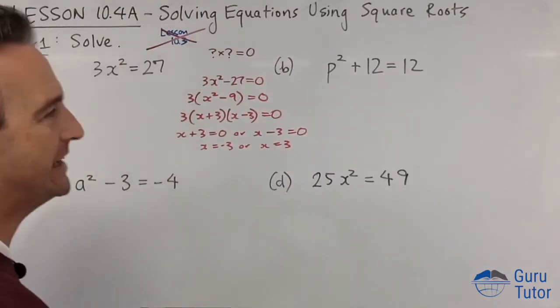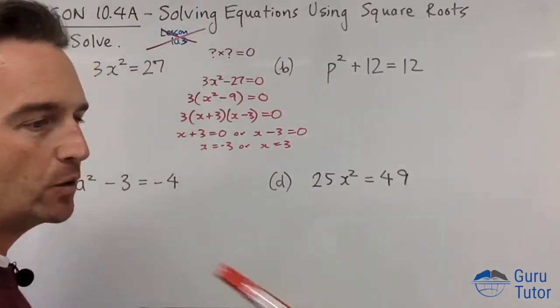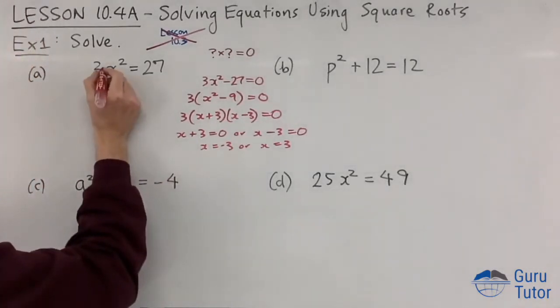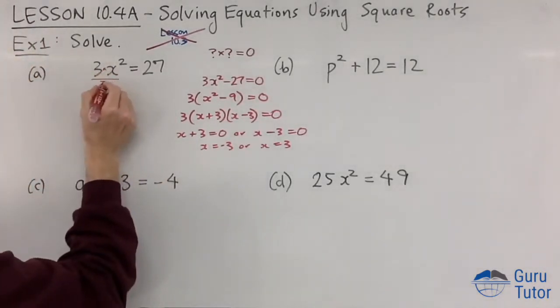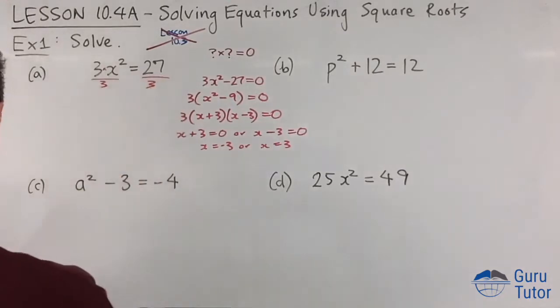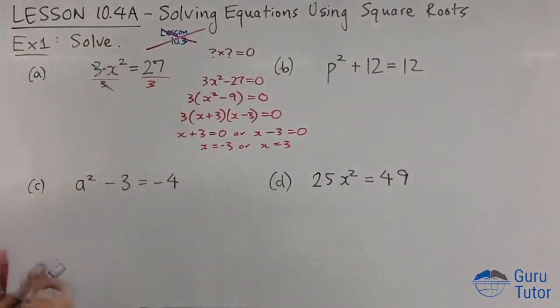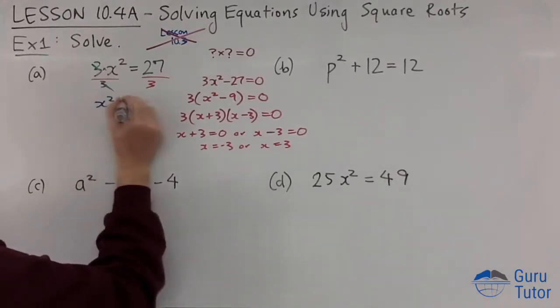All we want to do is get the x squared alone by itself. We can't always do that for quadratics, but for this type we can. What I'm going to do is, since we've got 3 times x squared, I'm going to divide both sides by 3. Okay, and the 3's will cancel, leaving me x squared equals 9.